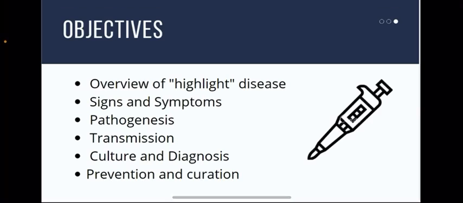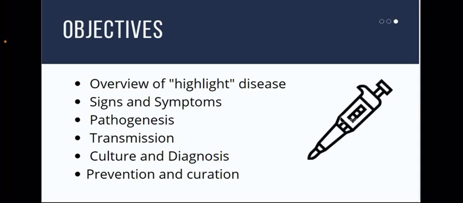So let's look at some general objectives for today's topic and presentation. We'll begin with an overview of the so-called highlight disease in the central nervous system known as meningitis. Some signs and symptoms regarding the disease and the specific bacteria we will be focusing on. Pathogenesis, so how the disease develops and its progression through history, as well as in the human body. Transmission of the disease, so factors that contribute to transmission from person to person, settings, and common outcomes.